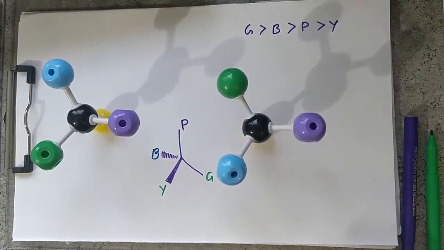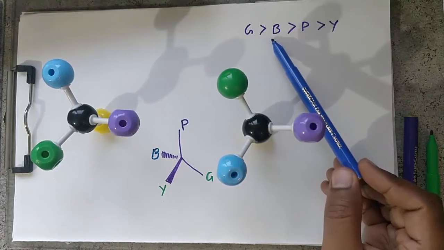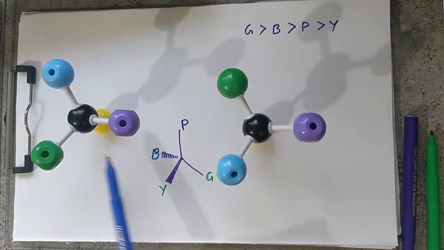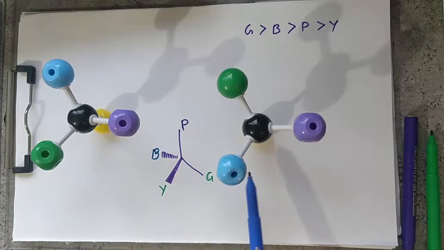Now here we have these two molecules. The priority is in this order. The green one has the highest priority, then blue, then yellow, then purple, and then yellow. So the yellow one has the lowest priority, and that you can see there, that is at the bottom. So that is farthest from you.